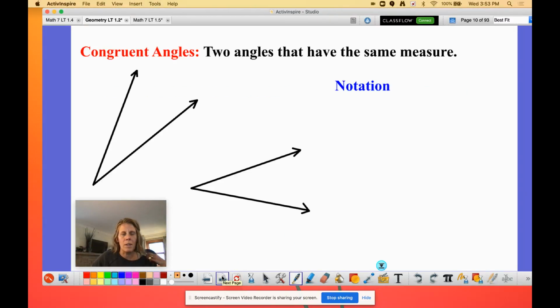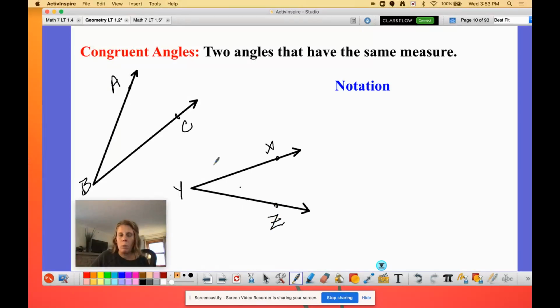I didn't mean to have that slide there. Sorry. Congruent angles are two angles that have the same measure. So with these two angles, I want you to draw two angles that look similar. We're going to name the first angle ABC. We're going to name the second one XYZ.